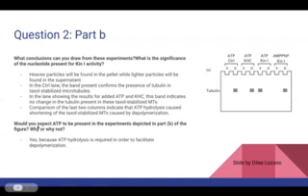The last question, would you expect ATP to be present in the experiments depicted in part B of the figure? Why or why not? Well, we answered yes because ATP hydrolysis is required in order to facilitate depolymerization.